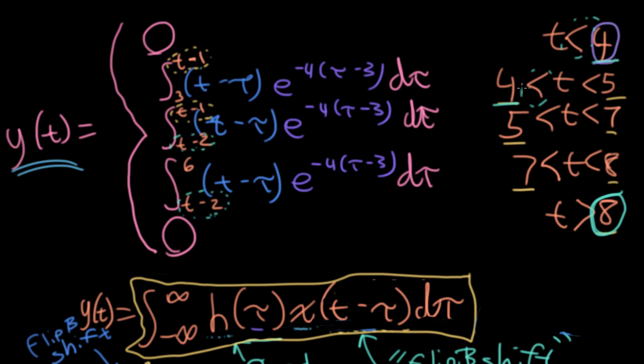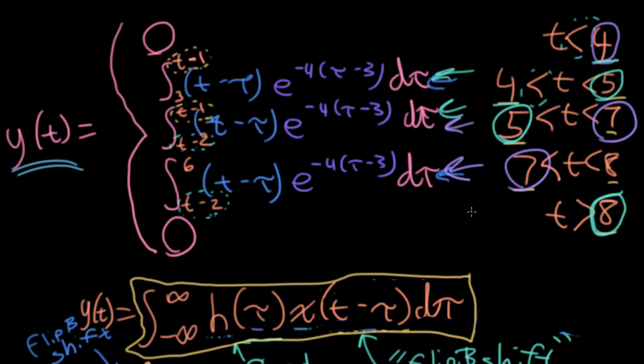So if you plug t equals 4 into this formula here, then you should wind up with 0 coming out. If you plug t equals 7 into this formula here, you should get 0 coming out. If you're looking at 5 here, you should be able to use either of these formulas. If you are looking at 7, you should be able to use either of these formulas and get the same answer. That's actually a good consistency check to make sure that things aren't going completely crazy.